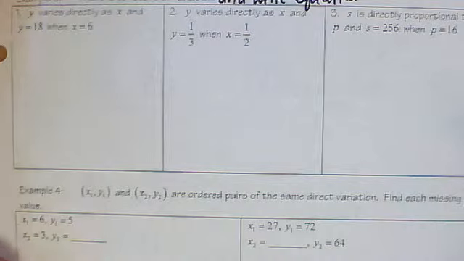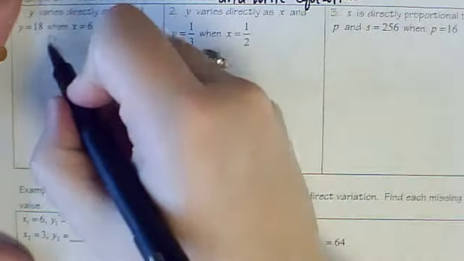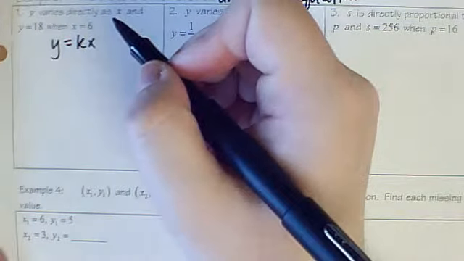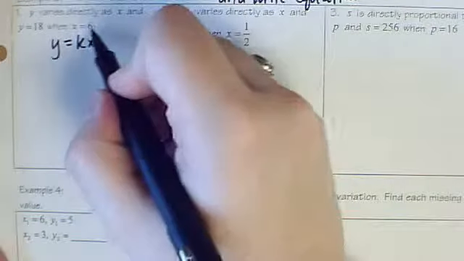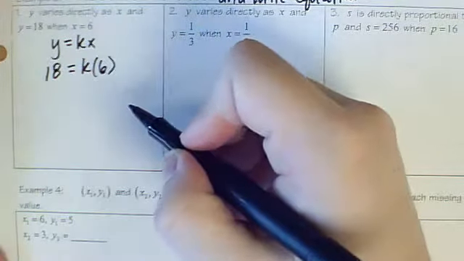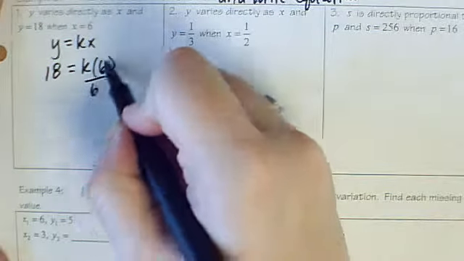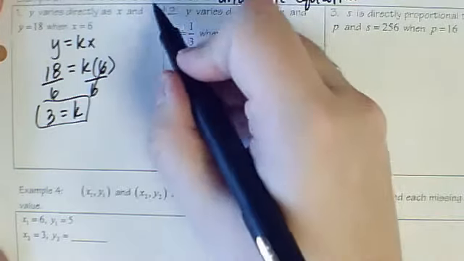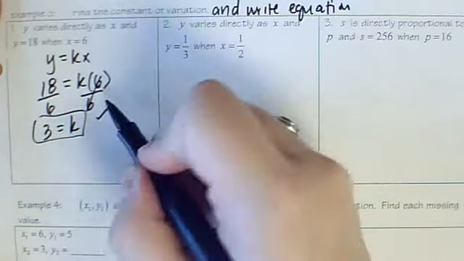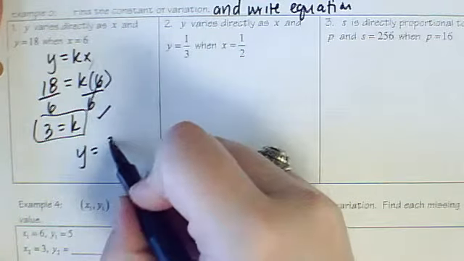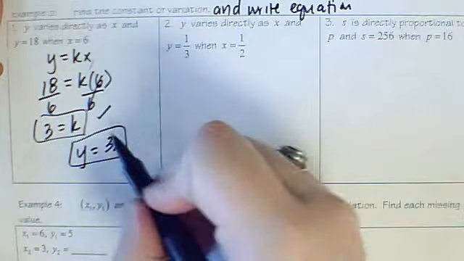Alright, number 1, y varies directly as x, and y equals 18 when x equals 6. So again, I'm always going to start off with that equation, y equals kx. Then you plug in the information you're given. So 18 equals k times 6. Well, to solve for k, we'll divide by 6. So k equals 3. So there's your constant of variation. That's the first part of the question. Then the equation would be, just take that 3 and plug it back into the top. So y equals 3x. That's your equation.